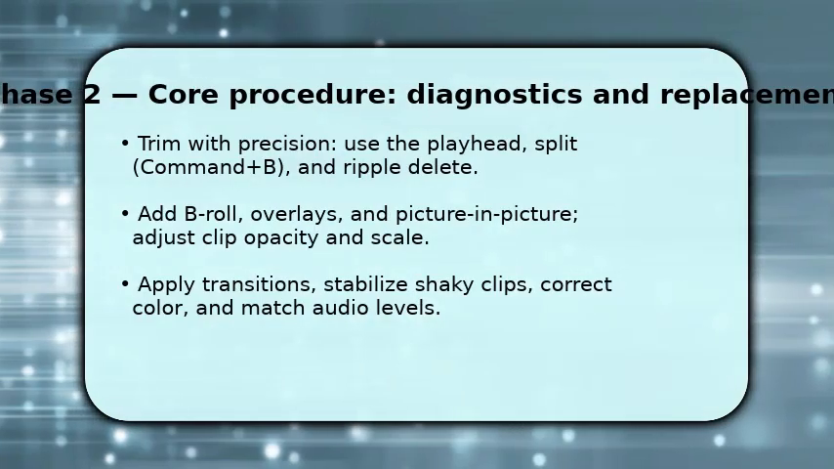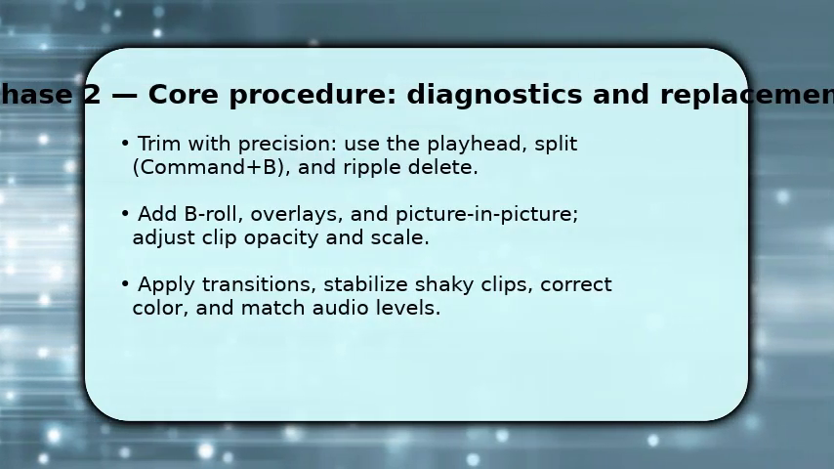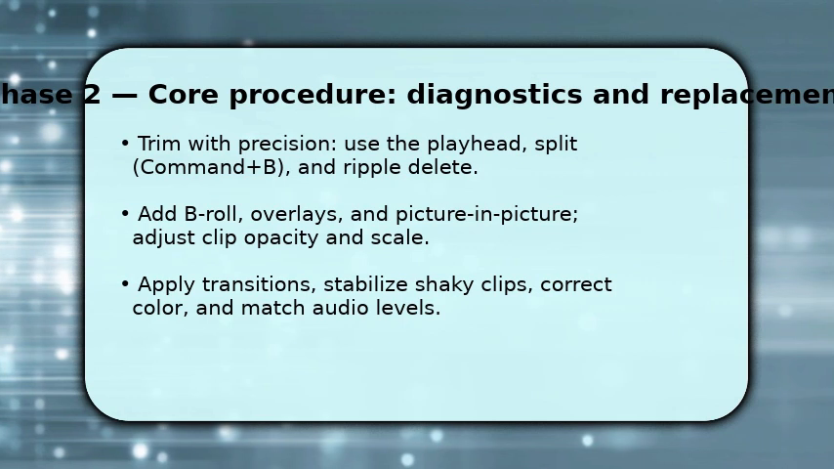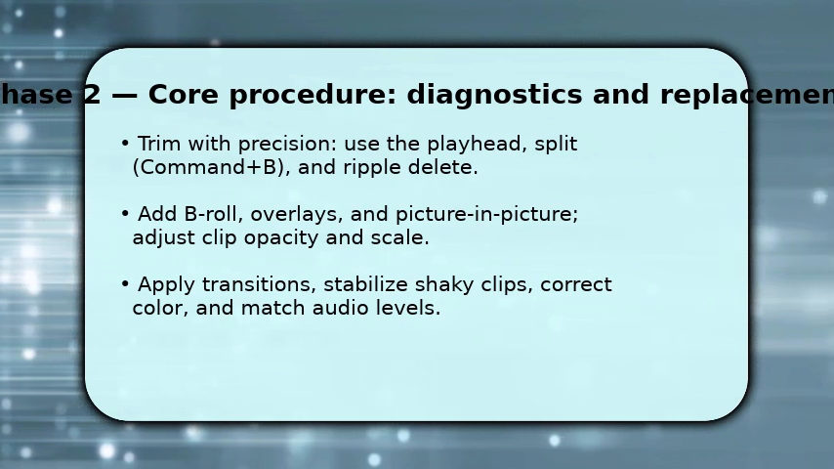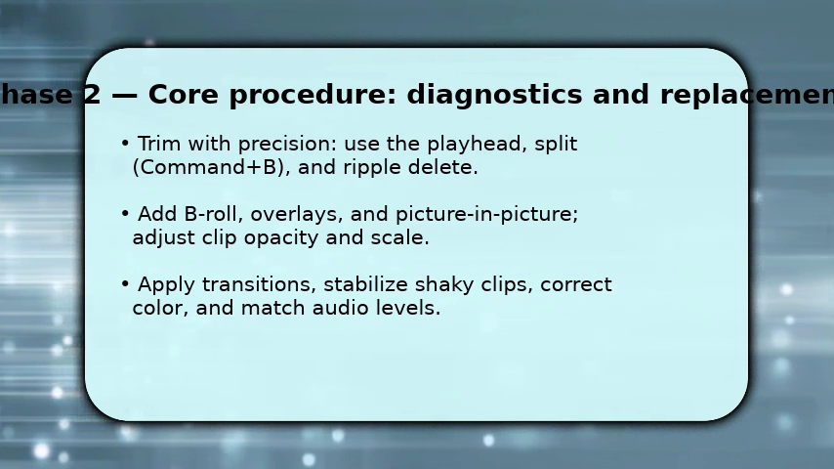Now you refine the cut. Move the playhead, split clips with Command-B, and use Ripple Delete to close gaps. This gives smooth pacing. Once the base is set, add B-roll on top for context, use picture-in-picture for comparisons, and scale or crop to reframe shots.